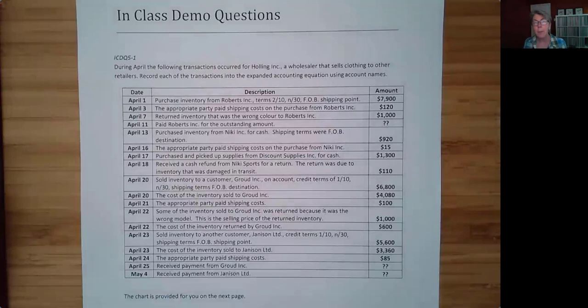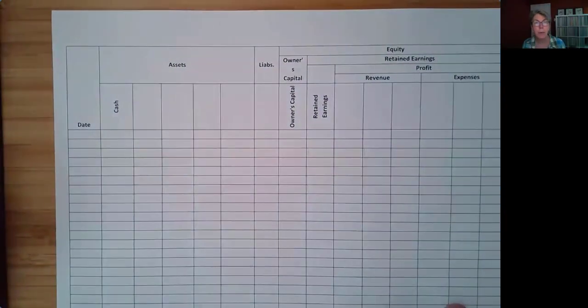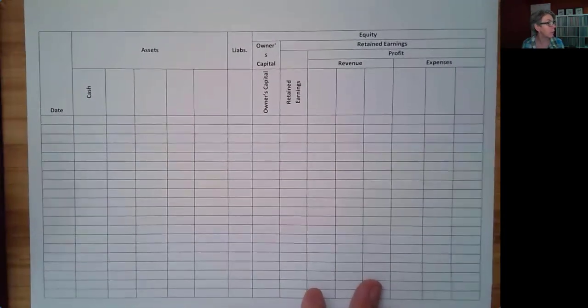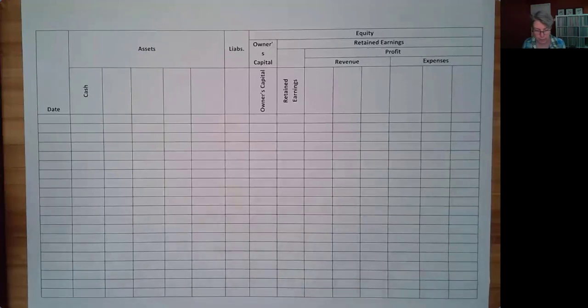Let's get started. I'm going to take this off. Remember to have your own copy to follow along with, and what we're going to do is fill in the chart. Notice that this chart does not have account names. That's because you have to come up with the account names, not the question. So now I've got it so everybody can see it. Let's get started. So we'll read the blurb to begin with. During April, the following transactions occurred for Hauling Inc., a wholesaler that sells clothing to other retailers. Record each of the transactions into the expanded accounting equation using account names.